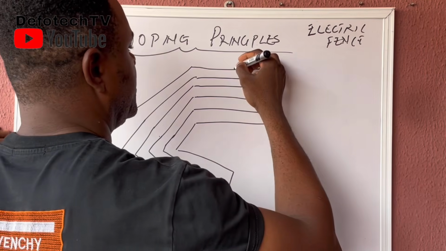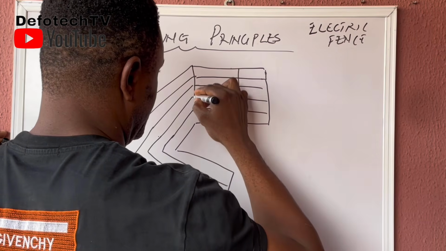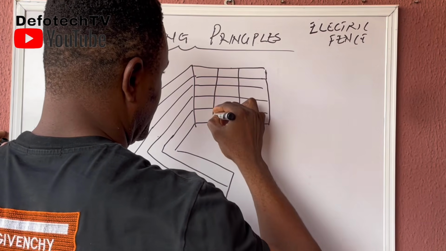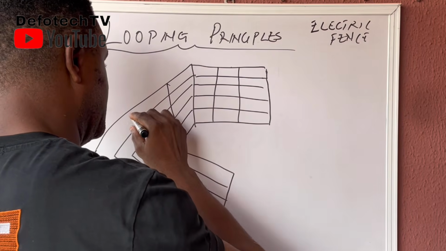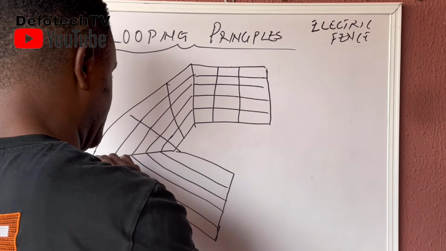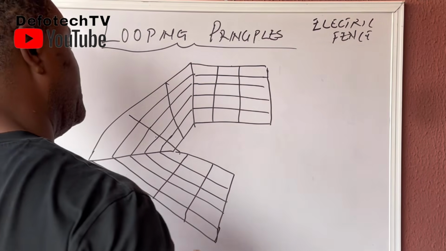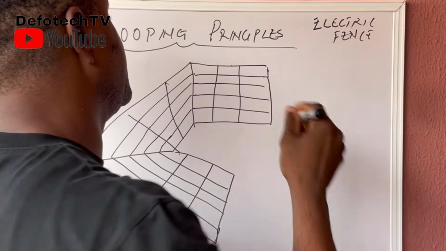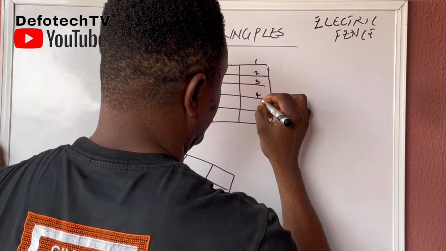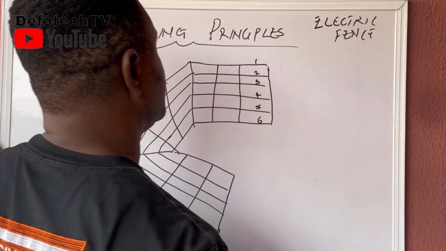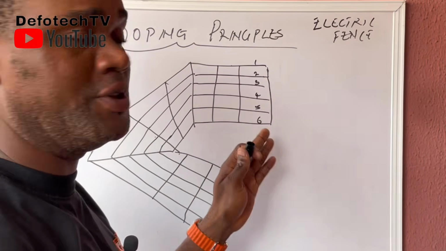Have your bracket here. Have a bracket here. Have one at this edge. All these are brackets for the fence. This is the end of the fence. This is line 1, line 2, line 3, line 4, line 5, and line 6. Though he actually used 8, I'm going to make the illustration using this.